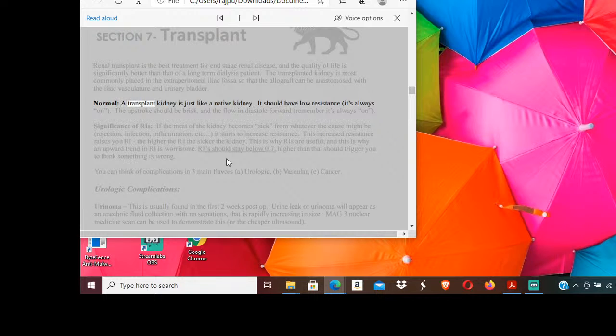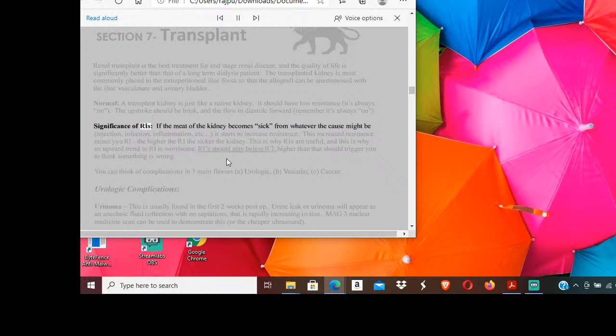Normal. A transplant kidney is just like a native kidney. It should have low resistance. It's always on. The upstroke should be brisk, and the flow in diastole forward. Remember, it's always on.